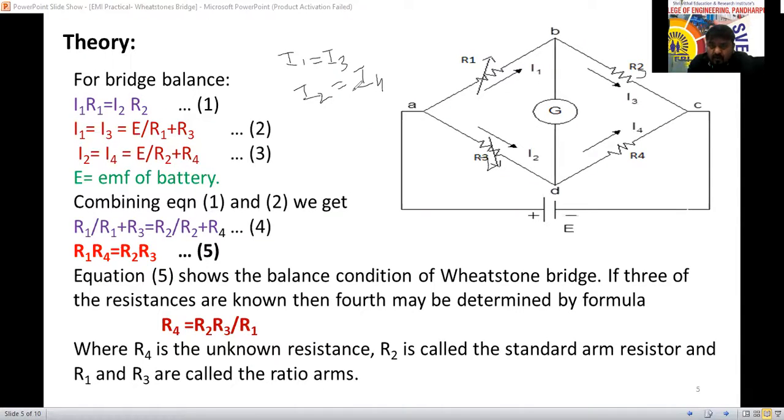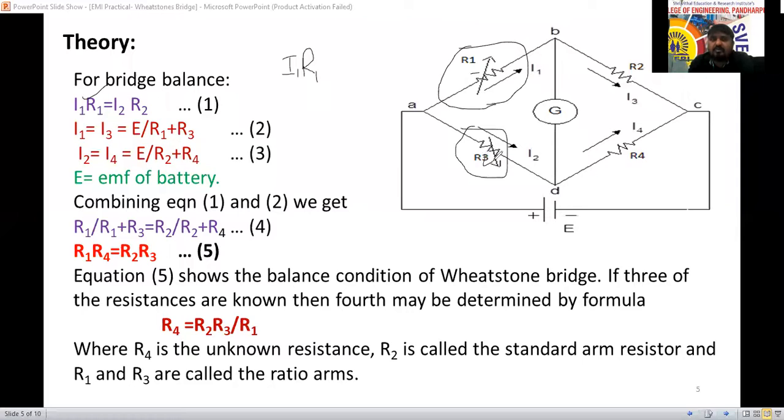So, according to this, the bridge will be balanced when the voltage drop across this one equals the voltage drop across this one. So voltage drop across R1, according to Ohm's law, we can write I1 R1. Voltage drop across R1 equals I1 R1. Yes? So I1 R1 equals the voltage drop across this one.